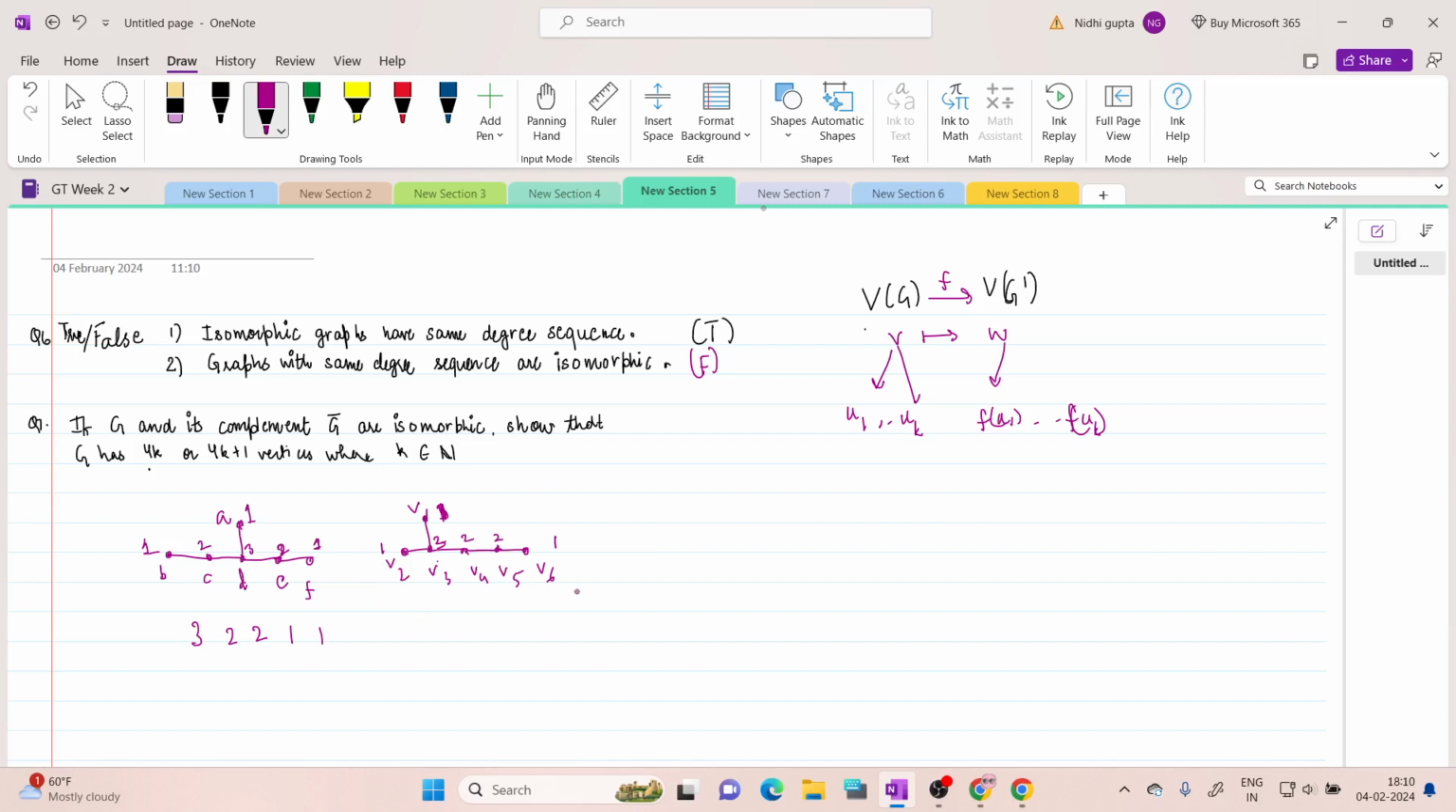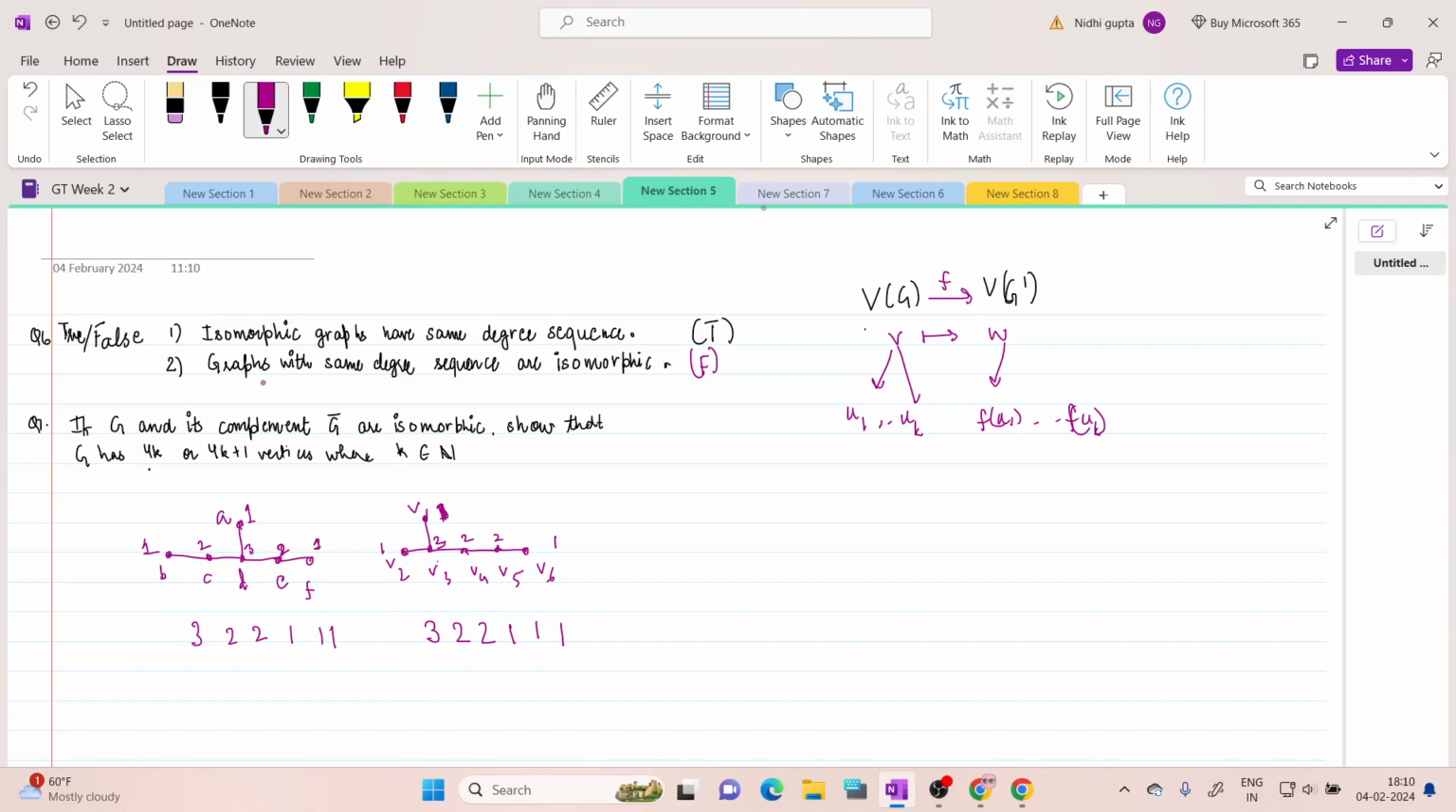Ma'am, what is the degree sequence? How to write this second graph? Just like you have written the first degree sequence, please write it for the second also. The degree sequence is basically written in descending or ascending order. So by writing the degree sequence alone, you cannot make out whether the graph is isomorphic or not.